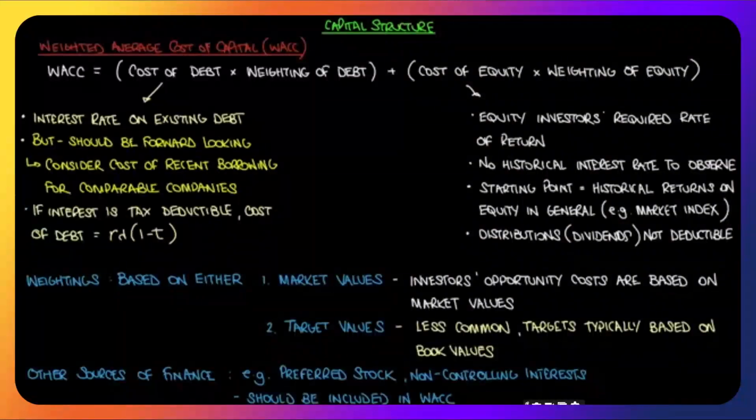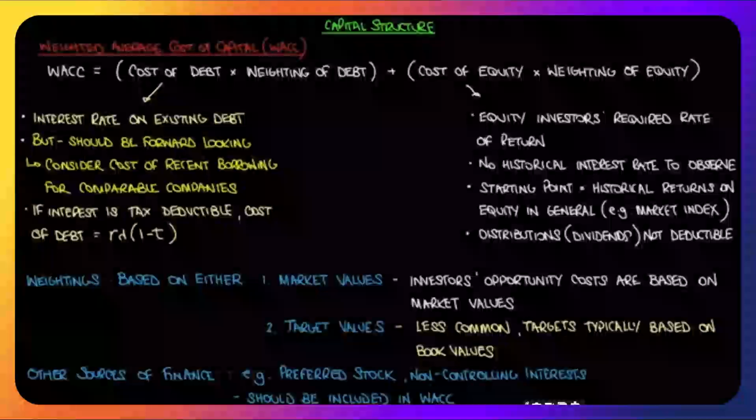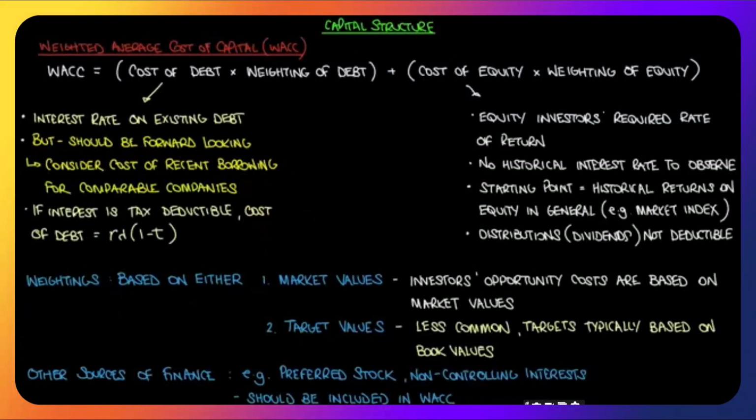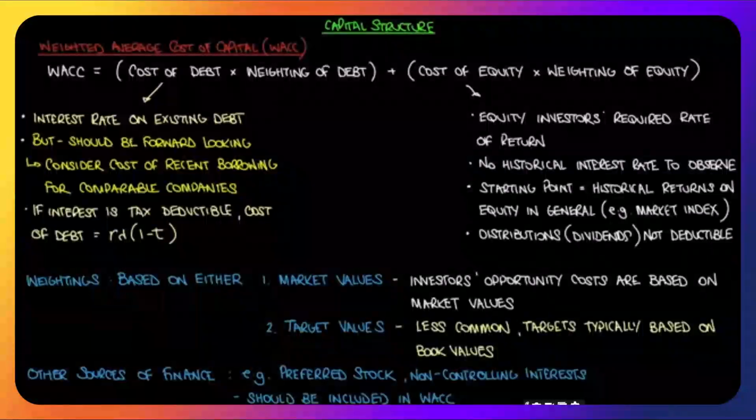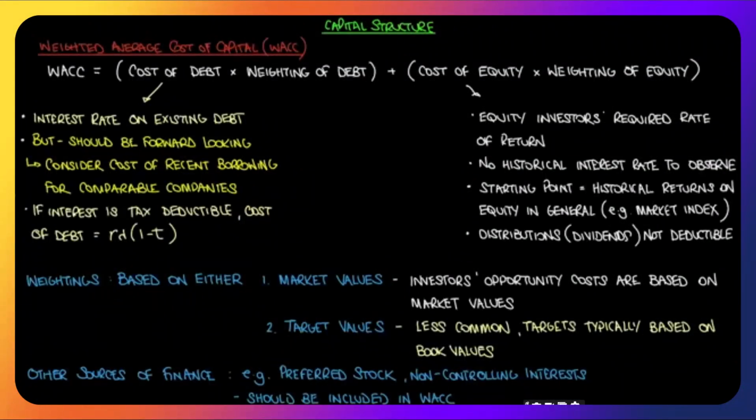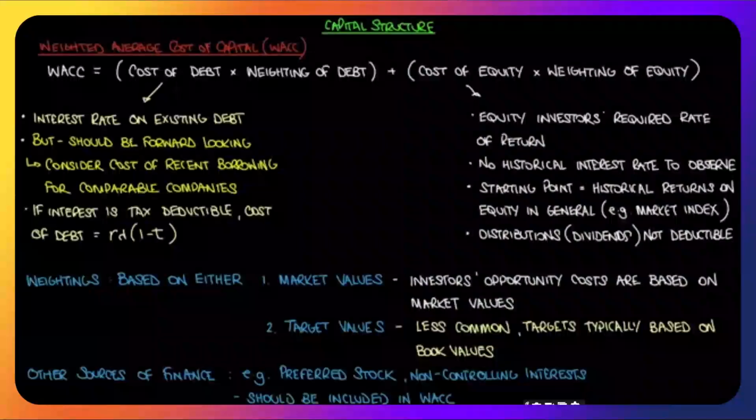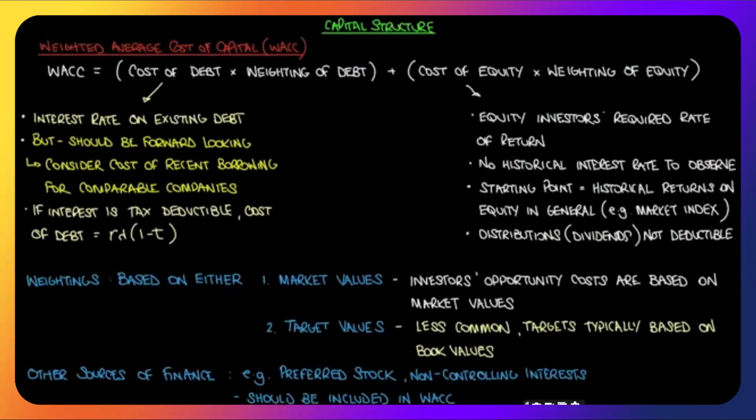How do we get to the cost of debt? A good start is the interest rate on existing debt. However, think about what we're using this WACC for. Throw your mind back to the prior module. If you haven't looked at it, what we were doing was assessing the NPV of capital investments using the cost of capital, using the WACC. So we should be forward looking. We're using this to look forward and assess projects, while the interest rate on existing debt, you could argue, is backward looking. So maybe you might consider using the cost of recent borrowing for comparable companies, being those with the same sort of credit risk.